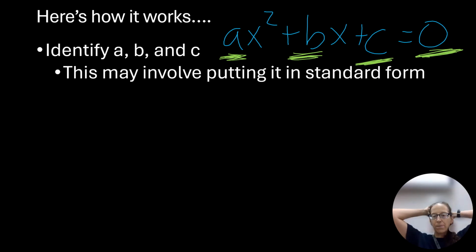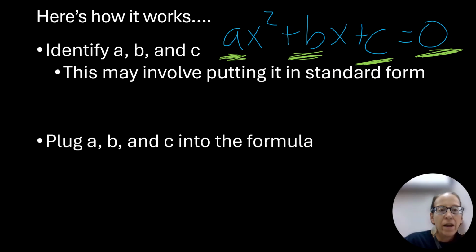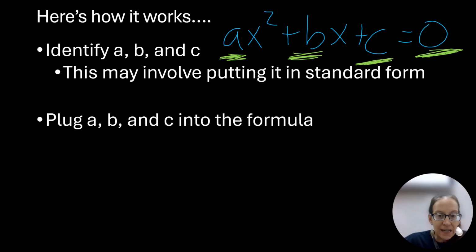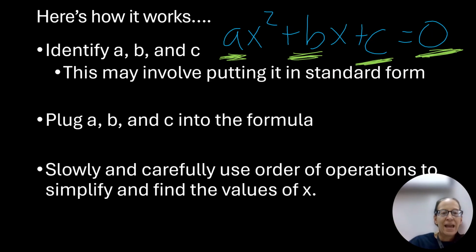On one side and preferably put it in order, okay? So you got to identify what those numbers are. Then you plug A, B, and C into the formula. Wherever you have an A, you put that number, B, you put that number, C, you put that number. And then you slowly and carefully use order of operations to simplify and find the values of X.